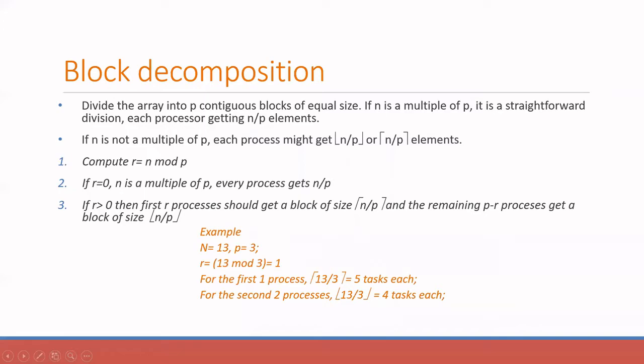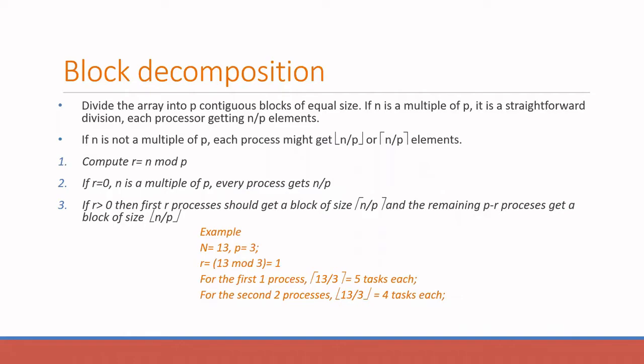In block decomposition, we are going to assign a task to each process, but the task will contain a block or a set of natural numbers. So we are going to divide the array into p contiguous blocks of equal size. Naturally, if n is a multiple of p, it is going to be a straightforward division where we have n divided by p elements, exactly equal for all the processes. But what happens if n is not a multiple of p? What happens if 100 is divided by 30, or 10 divided by 3?